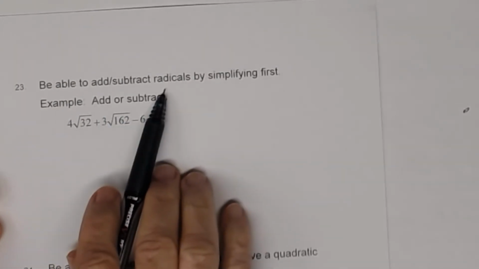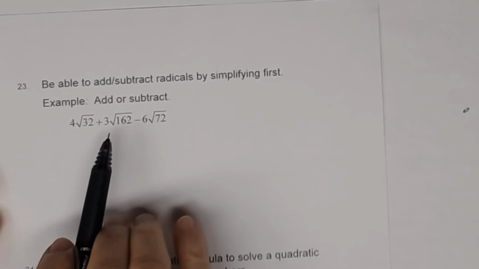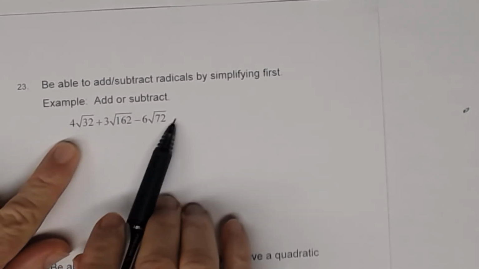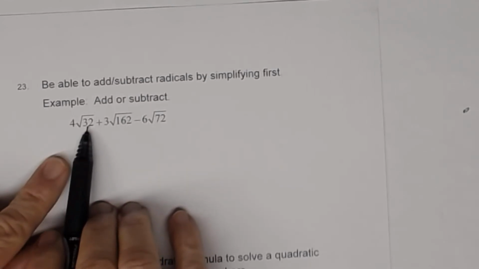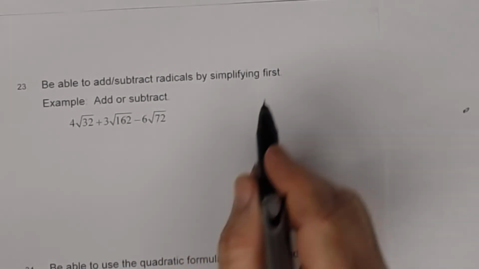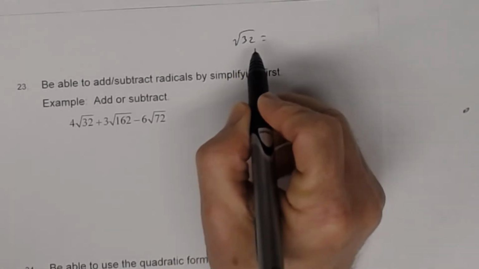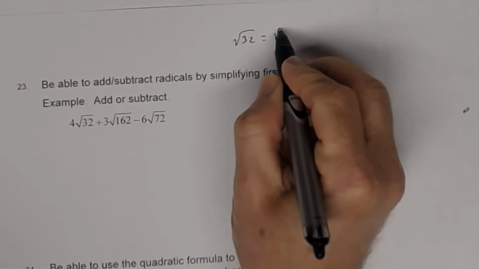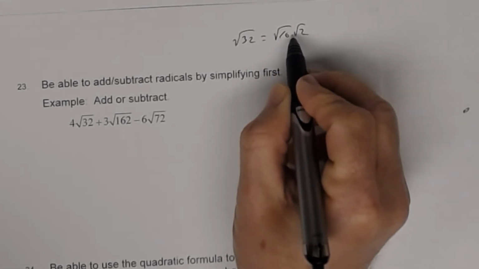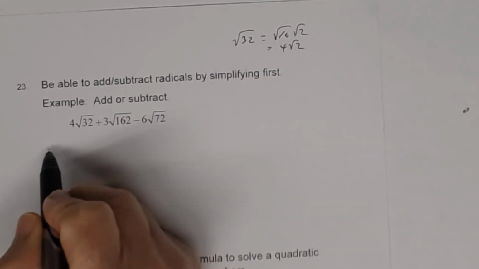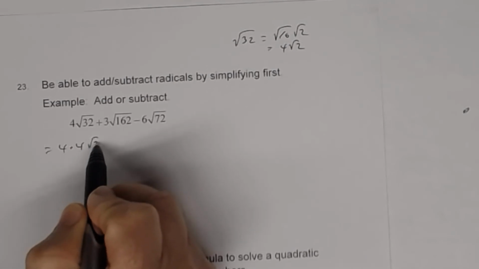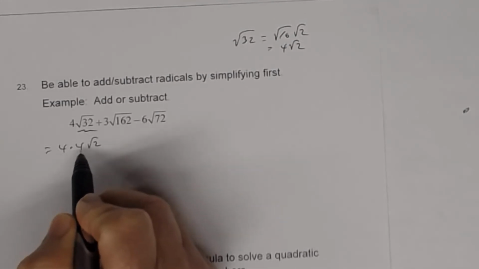Let's look at 23. So in 23, you need to be able to add and subtract radicals by simplifying first. So you see that 32, 162, 72, you're going to be looking for perfect squares. And always use the largest perfect square to simplify. So let's look at the square root of 32. We know that the largest perfect square that goes into 32 is 16. So the square root is 16 times 2, right? 16 times 2 is 32. And the square root of 16 is 4. So this is 4 square root of 2. So here this becomes 4 times 4 square root of 2.